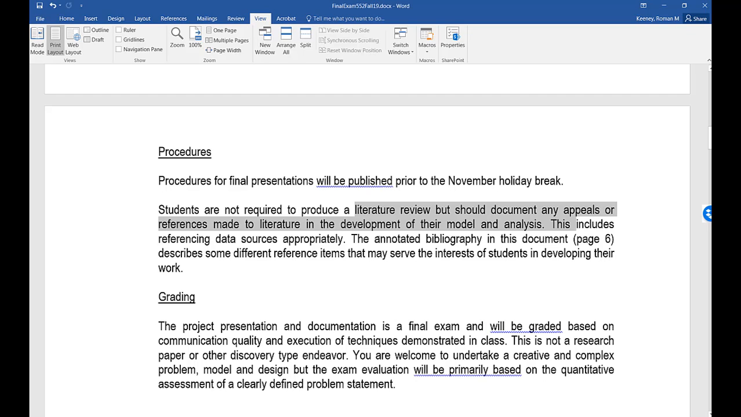I've added a bibliography here just to get people started thinking about the final project. It's on page 6 of this document, just to give you an idea of some of the things that are out there in the writing, as well as a couple of book chapters on linear programming, talking about the origin of this as a study.